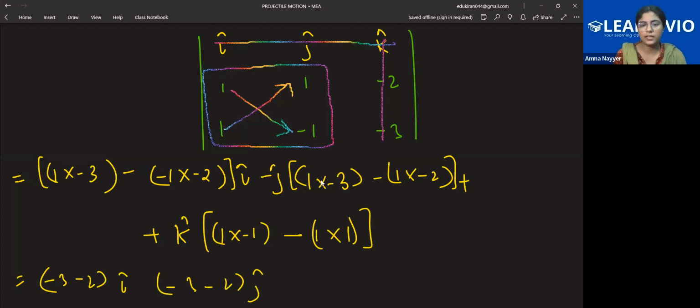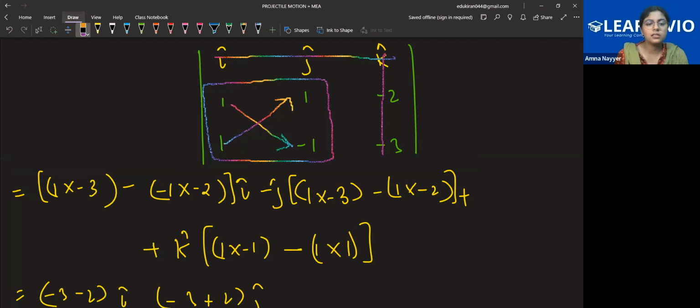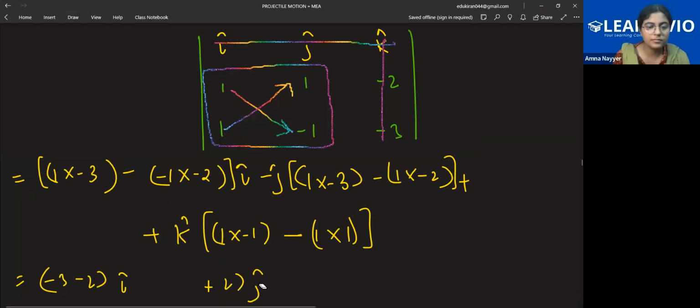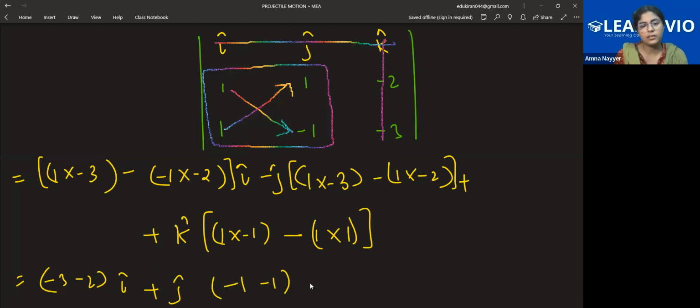Minus 3. No, this is also minus. So this is minus 3, right? And this is 1 into minus 2 is minus 2. Minus 2 minus 2 became plus 2. And this was minus 3. So 2 minus 3 is minus 1. But minus 1 multiplied to J cap became plus J cap. And this is minus 1 K cap.